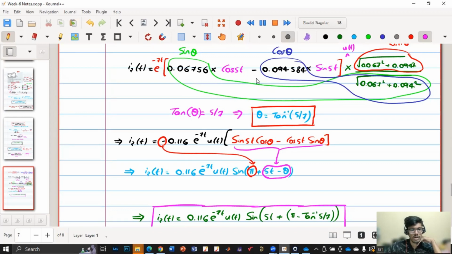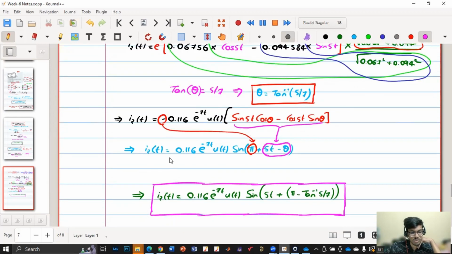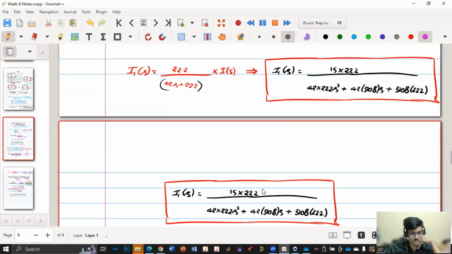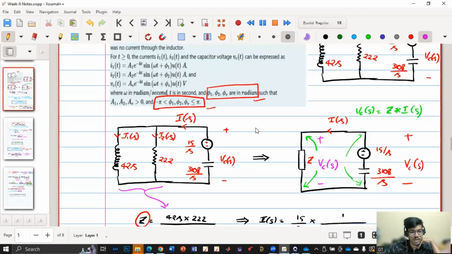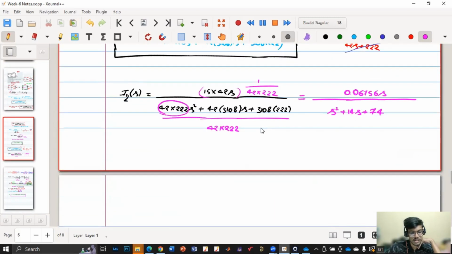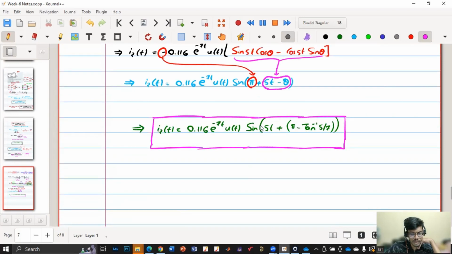Then I made some mathematical manipulation and simplification, so it comes in the format that they have specified in the question. Everything needs to be written in this format, so we have also done the same thing. Then we compared what is theta, what is omega, and what is the constant.